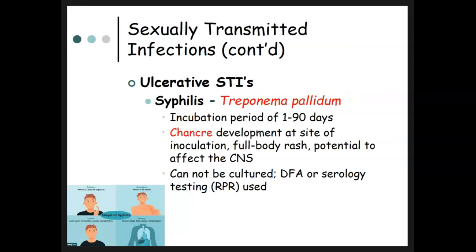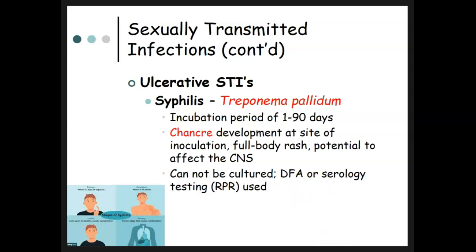Also, syphilis is still around, although there is a very good treatment now. Penicillin can be used to treat syphilis. Syphilis is caused by the spirochete Treponema pallidum. It has an incubation period of 1 to 90 days. Primary syphilis shows as a chancre at the site of inoculation. It could also be a full body rash in the secondary phase, and it has the potential to affect the central nervous system in the tertiary phase. Also, it cannot be cultured, so we diagnose this by direct fluorescent antibody or serology testing, and we start out with the RPR test.